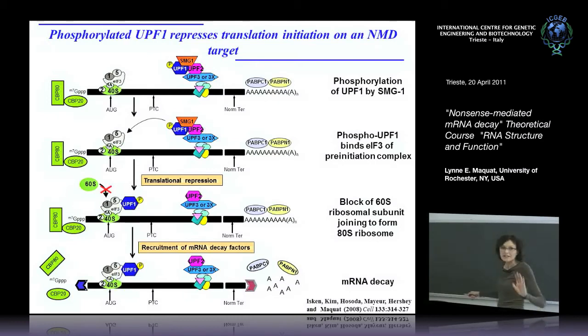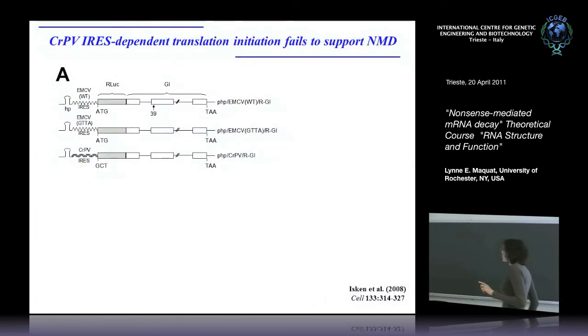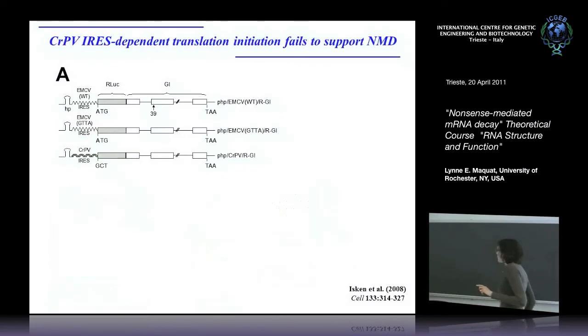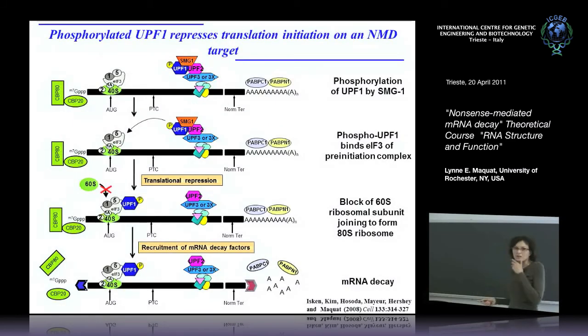So we've already talked about decapping and XRN-mediated 5' to 3' decay, as well as deadenylation and exosome-mediated decay. Those steps are promoted by phospho-UPF1. And I don't want to run out of time, but I'll just explain. This slide got a little weird anyway. But let me just explain one of the things that convinced me this was true.